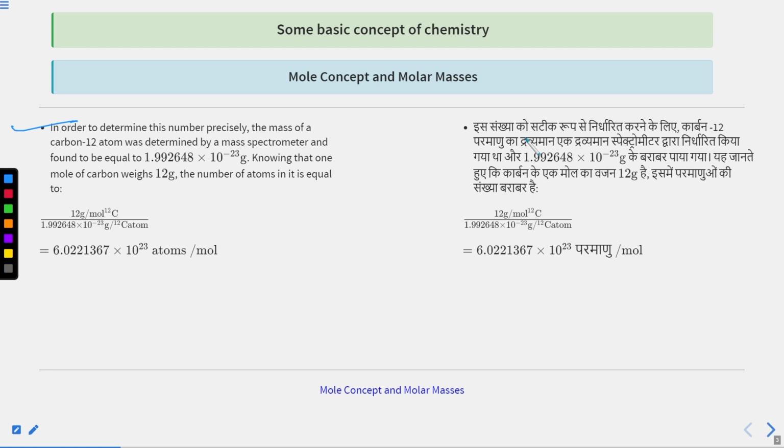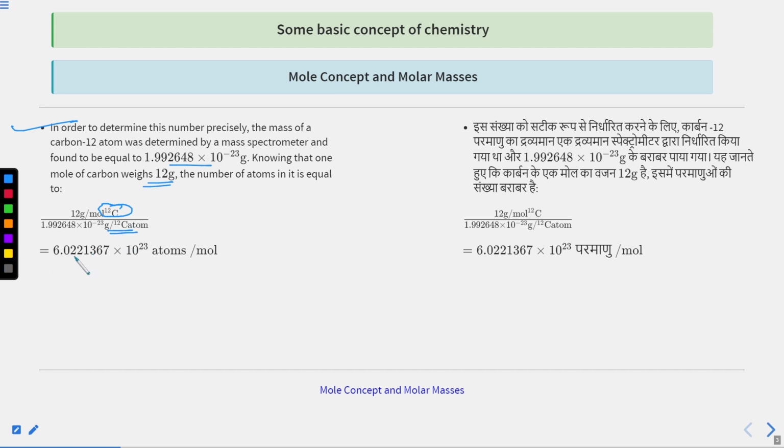With the help of that we can determine the mass, and it is found to be equal to 1.992648 into 10 raised to the power minus 23 gram. Knowing that 1 mole of carbon weighs 12 gram, the number of atoms in it is equal to 12 gram per mole for carbon 12 divided by 1.992648 into 10 raised to the power minus 23 gram.